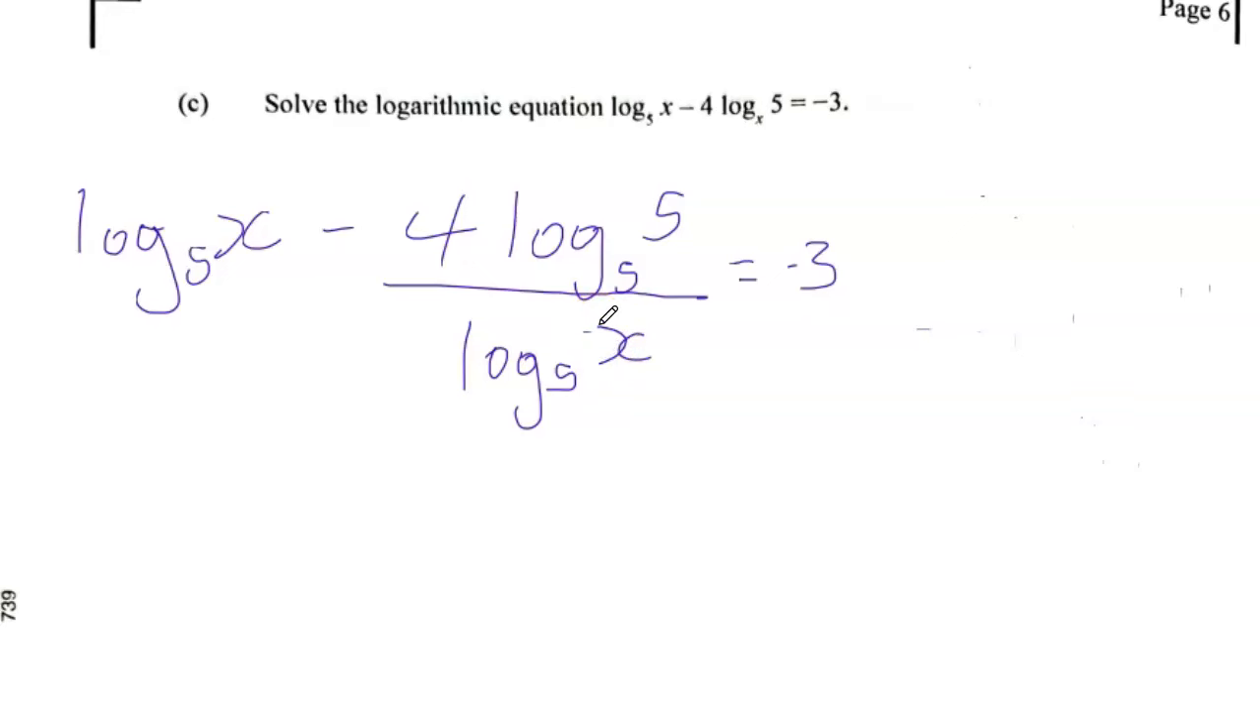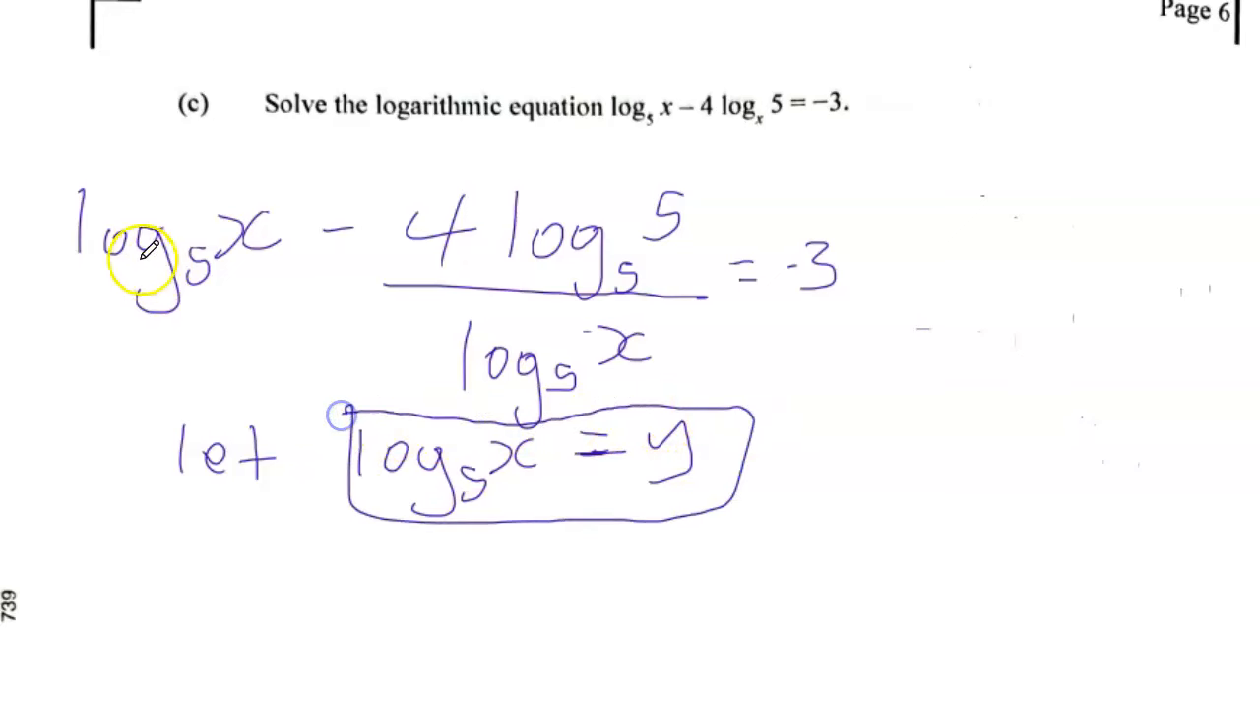Alright, so what we can do now is let log x base 5 be equal to, let's call it, y. So we replace log x base 5 with y, minus 4 times log 5 base 5. Now log 5 base 5, same base, is equal to 1, so this is 4 times 1, which is just 4. So this is equal to 1.